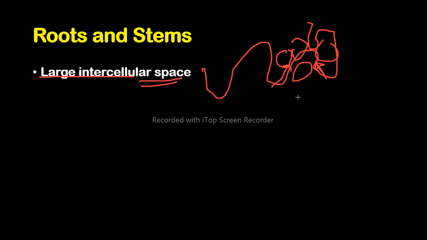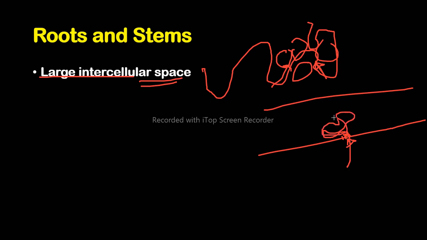If this is maybe your stem or your root, and you have your lenticel here, if gases enter at this point, then these gases will be able to distribute throughout the entire stem with ease. Not so? And so this increases the ease of obtaining the respiratory gases in these plants.